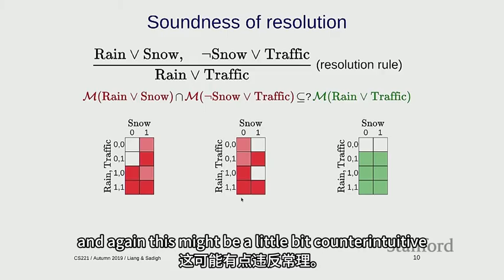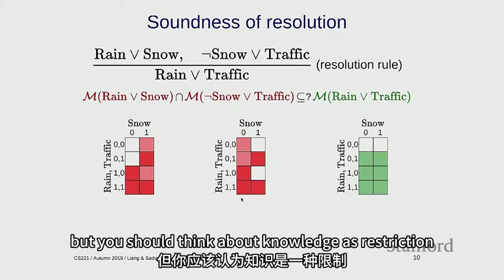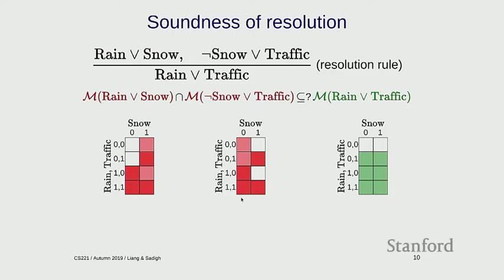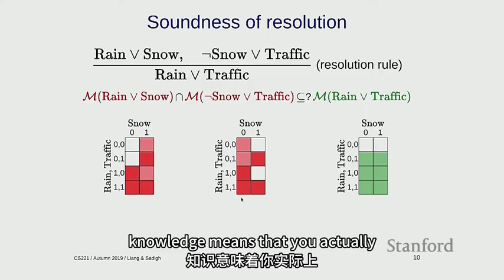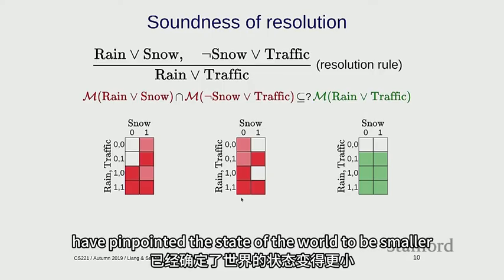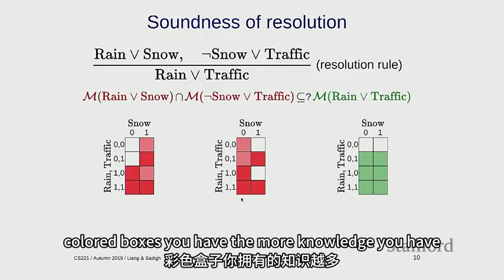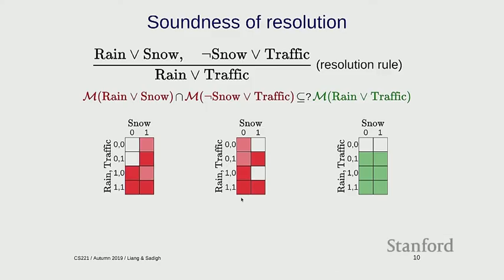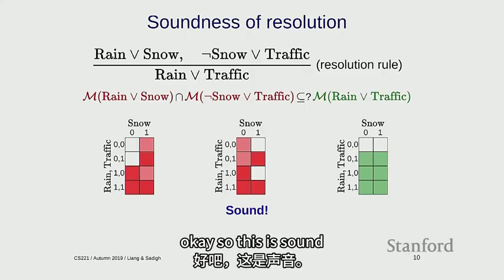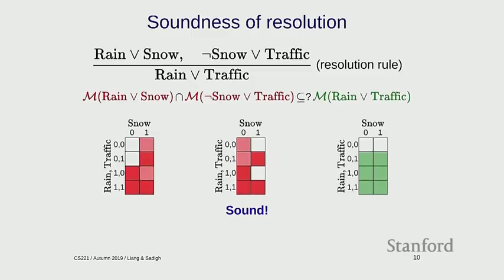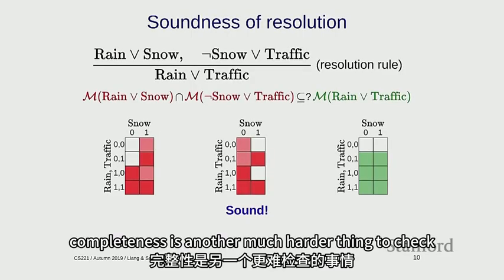And again, this might be a little bit counterintuitive, but you should think about knowledge as restriction. Knowledge means that you have pinpointed the state of the world to be smaller. So the fewer colored boxes you have, the more knowledge you have. Okay, so this is sound. Completeness is another, much harder thing to check.